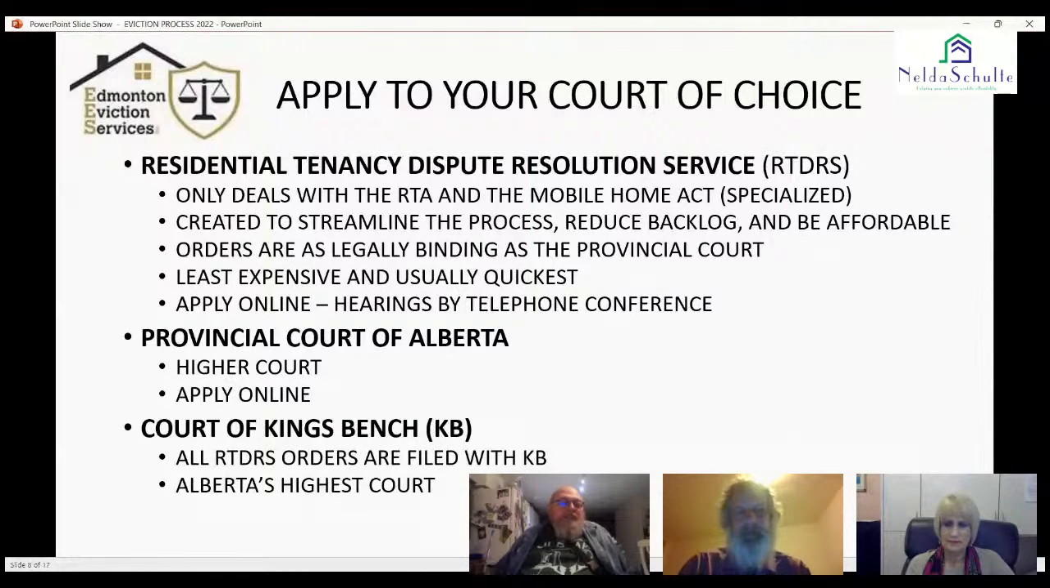Some people like that. It's a higher court. You can apply online there as well. It's a little longer process, a little more expensive. And now Court of King's Bench, because the Queen passed, and so all our orders that we get from the RTDRS need to be filed with King's Bench, and it is Alberta's highest court, especially for what we do.